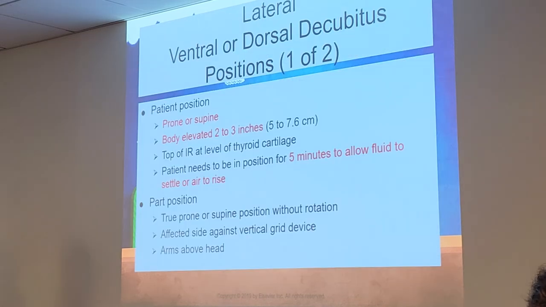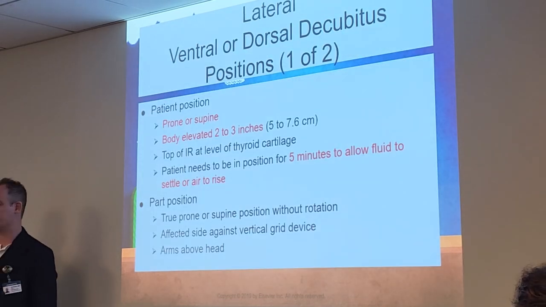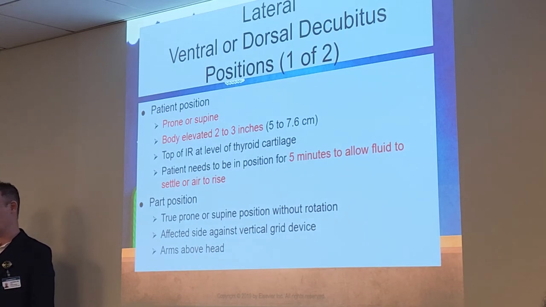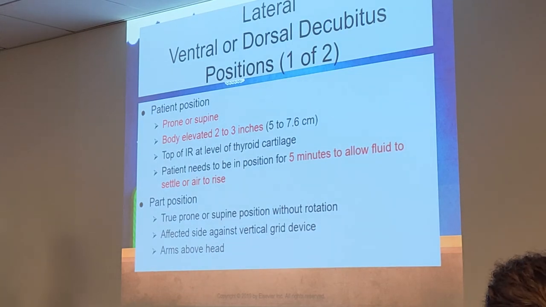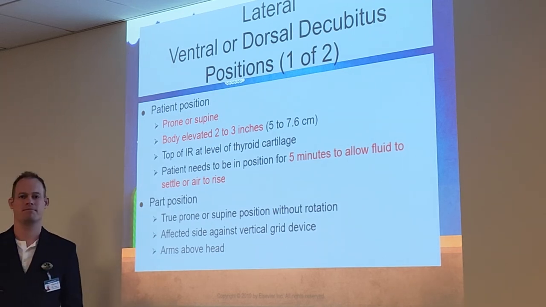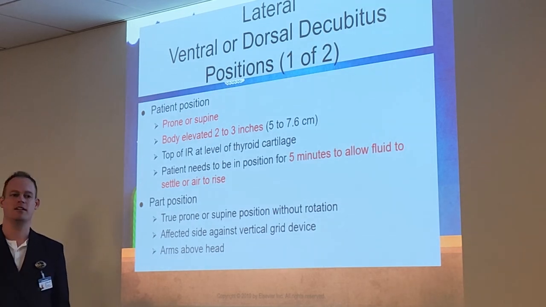Okay, the last two positions, guys, I promise. We're almost done. We have our lateral, ventral, or dorsal decubitus positions. When I say ventral, how's the patient lying? On their stomach. On their stomach. Dorsal, they're lying on their back.